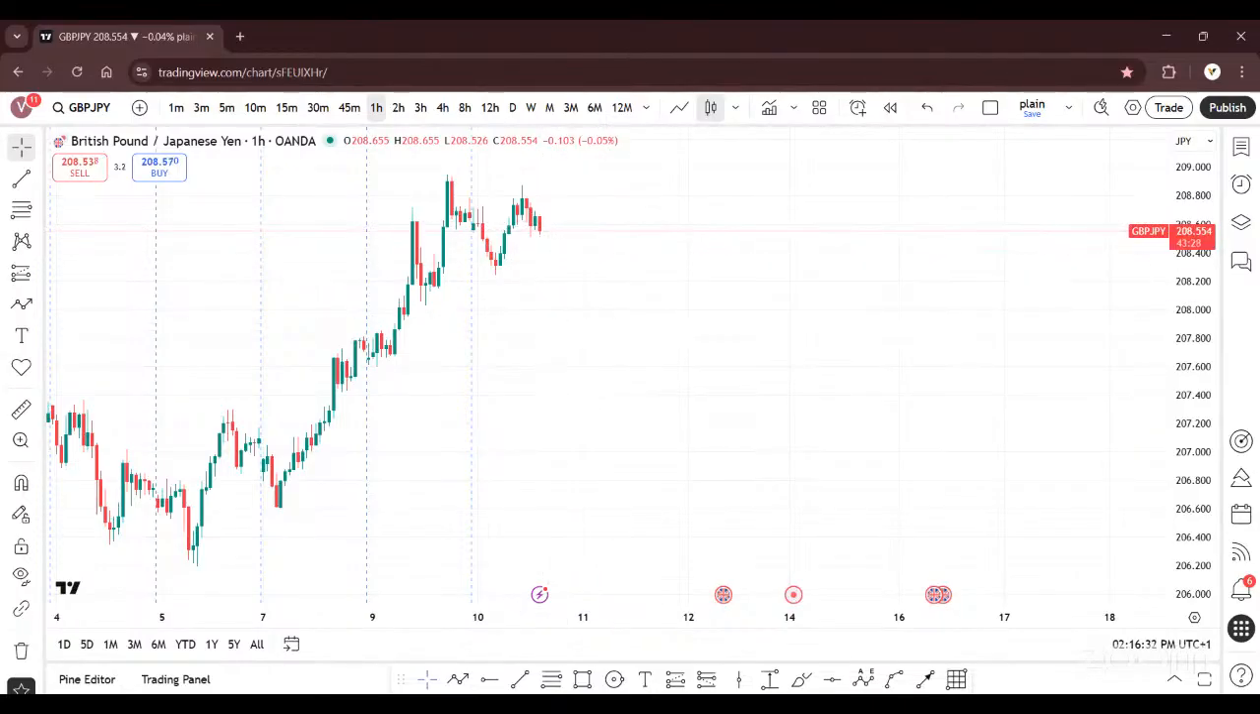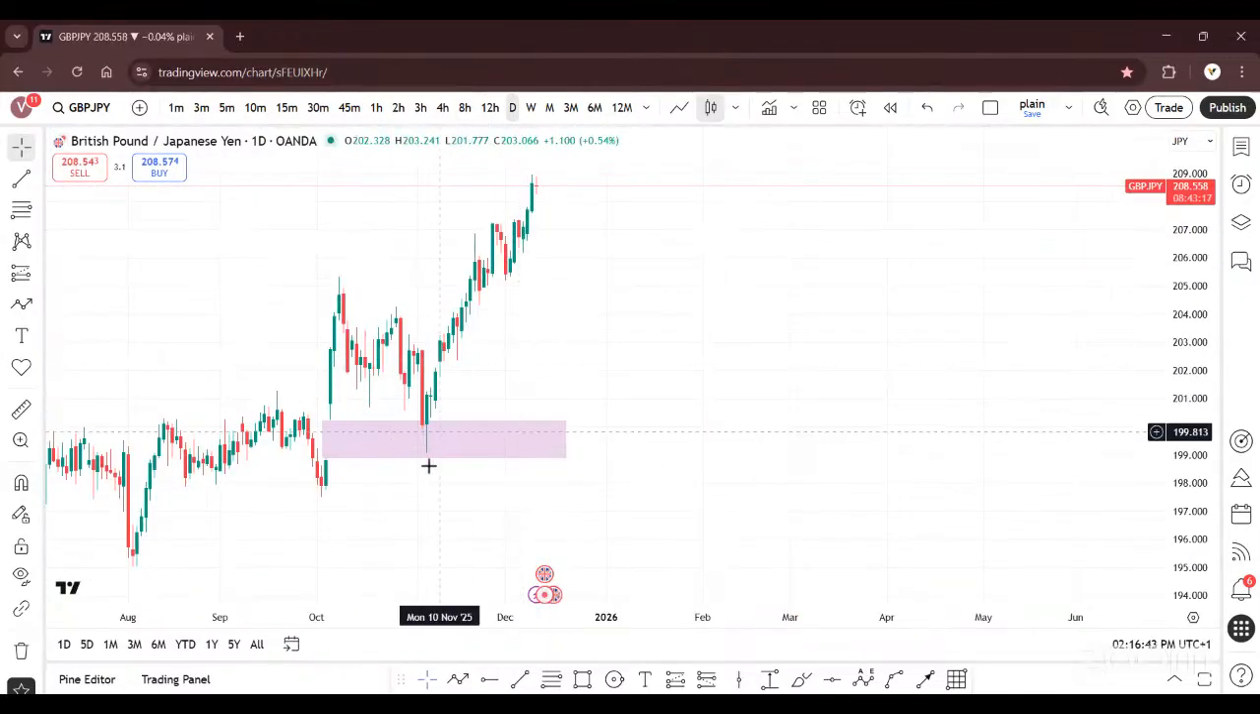So for Euro JPY and GBP JPY, I said earlier in the day that I'm going to be staying out to watch what plays out. I want to see a clear break of structure, then I'll be running the sell. Just the same way we analyzed for a buy from somewhere around here, we kept buying and buying and buying.